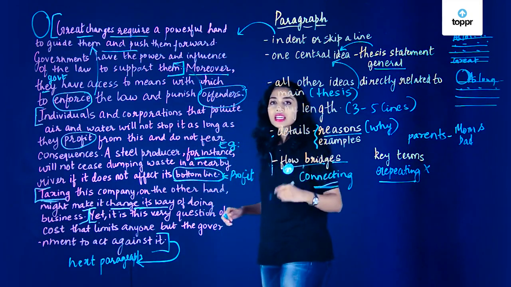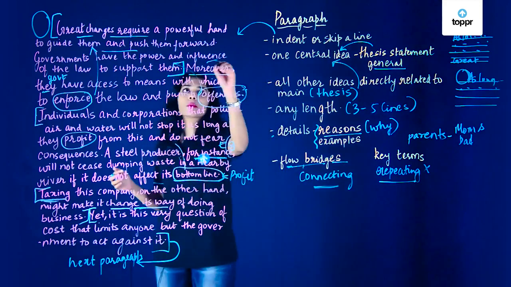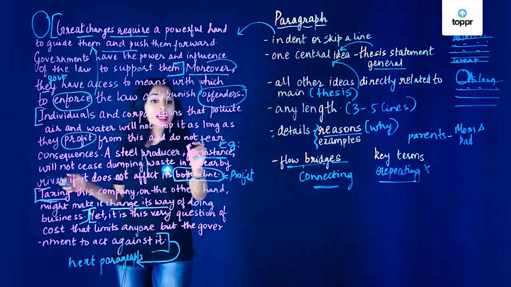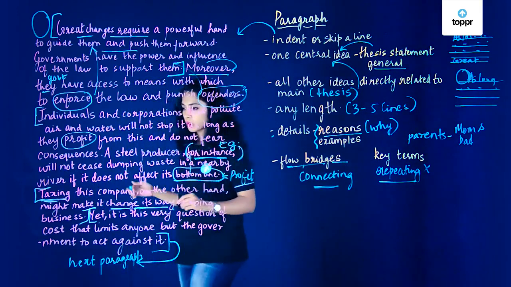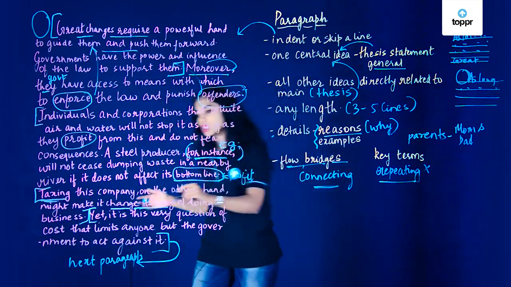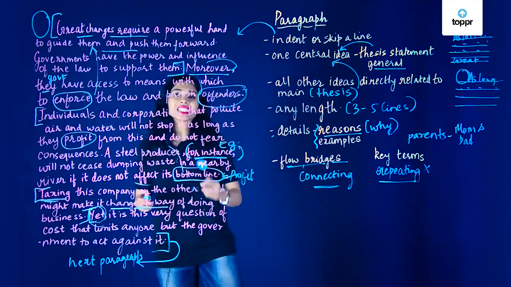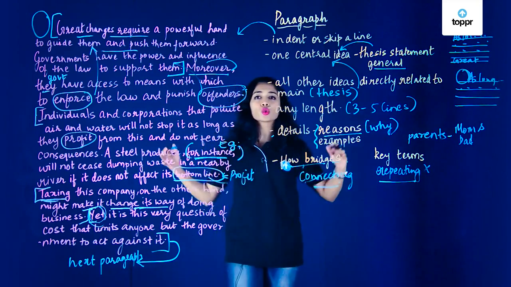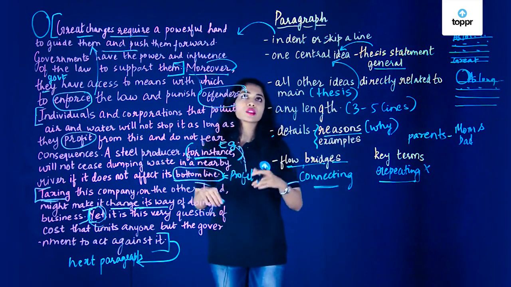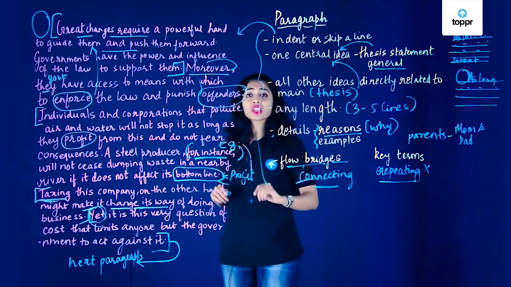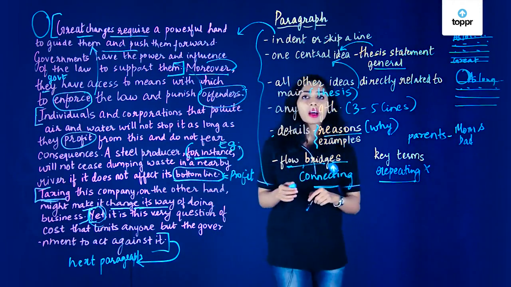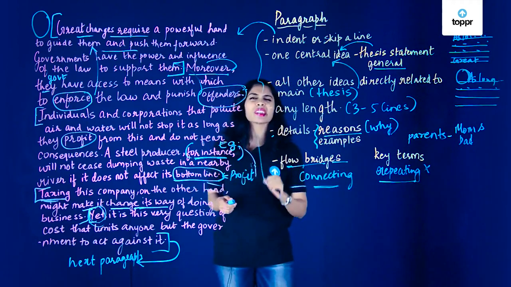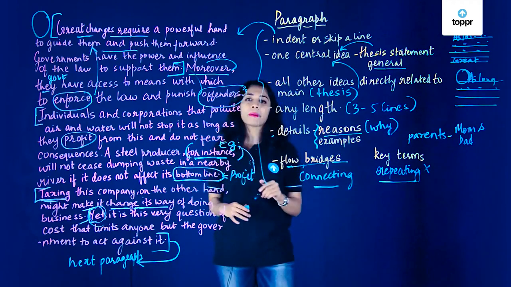What are flow bridges? They are connecting words. So words like moreover, for instance, yes, this is a connecting word too. So all these words, yet, moreover, these are connecting words, and it is very important to use them in order to create a flow in the paragraph. So these are the points that we should keep in mind while writing a paragraph, and I'm sure with the help of these points you all will be able to write a successful and effective, a great paragraph.